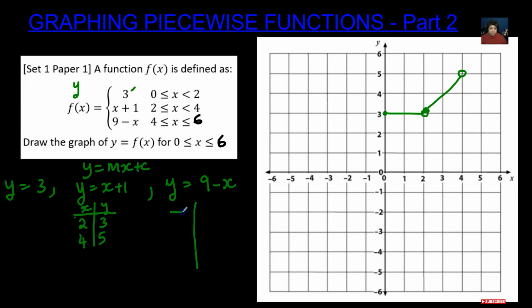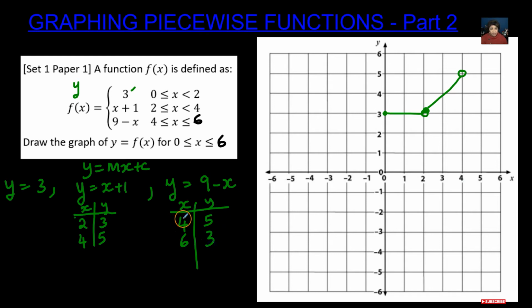Similarly, we have a straight line here with a negative gradient because we've got negative x here. So we've got x and y. And now what we can do is take these two values. So when x equals 4, we put it up here. When x equals 4, y is equal to 9 take away 4, y is 5. When x equals 6, we put it up here. And then y is going to be equal to 9 take away 6, which is 3.